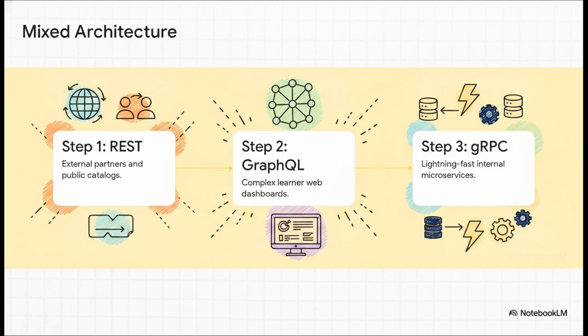Step 2. You utilize a GraphQL layer specifically tailored for your complex, data-heavy learner web apps and mobile dashboards to give your front-end teams that ultimate flexibility. And finally, Step 3. Deep down in the backend, you wire your microservices together using gRPC for those lightning-fast, heavily contracted internal operations. By mixing this architecture, you're literally giving everyone exactly what they need without having to compromise.